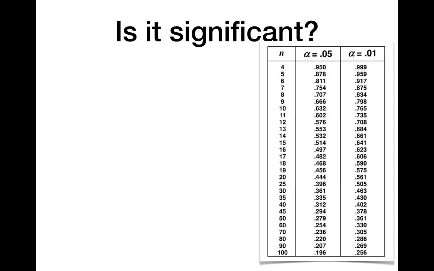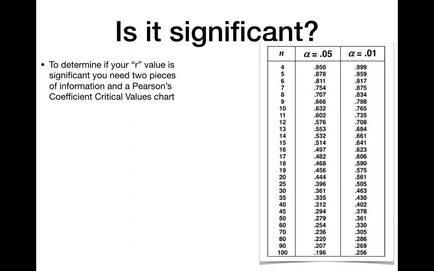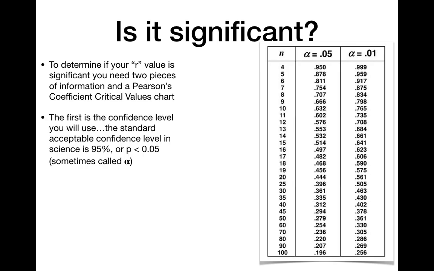Okay, so now we have our R value, but is it actually significant or not? To do this, we have to have a few different pieces of information, and we need a Pearson's coefficient critical values chart. So here's a sample of this. You can Google them. You can use ones I give you, but they're readily available.